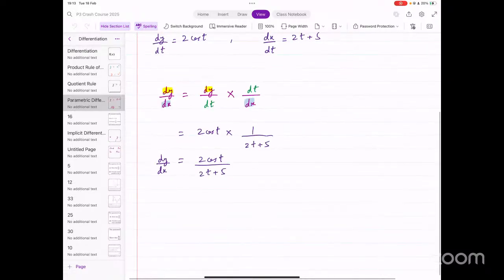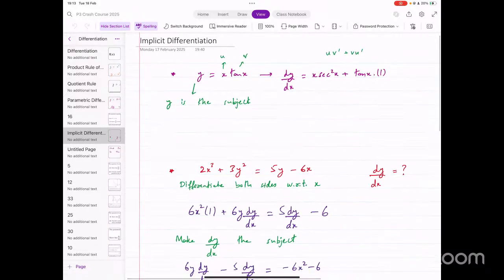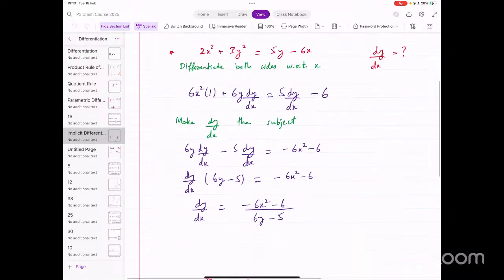And then in the last session, we did implicit differentiation. And that is something that we do when we do not have y as the subject of an equation. We differentiate both sides with respect to x, and remember in the process that the derivative of x is going to be 1 and derivative of y is going to be dy over dx. And we make dy over dx the subject then to find the derivative.